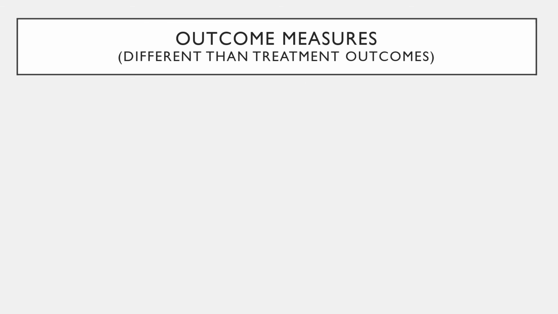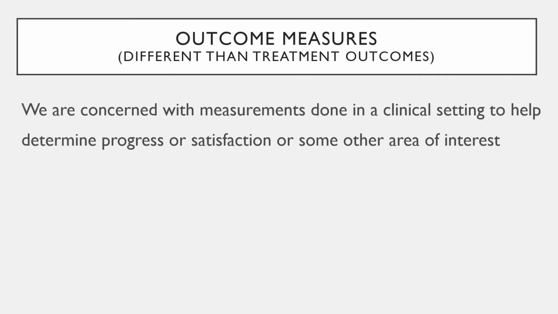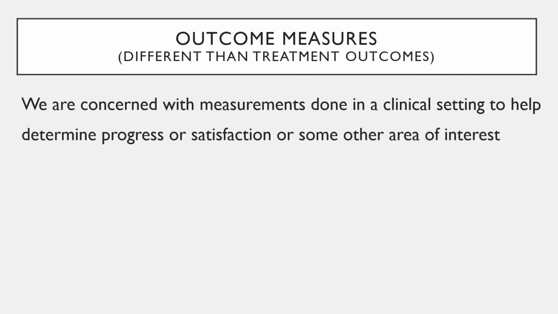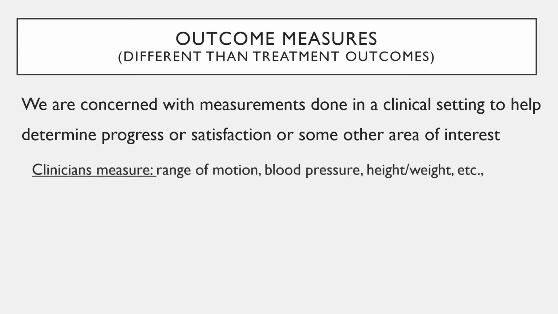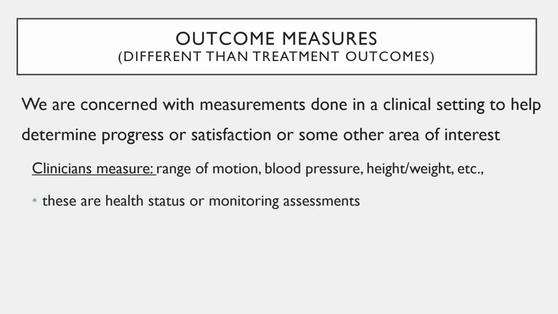All right, so outcome measures. This is a little bit different than treatment outcomes, right? So the outcome measures are things that we are concerned with, that are done in a clinical setting to help to determine progress or satisfaction or some other area of interest. So there are a couple of different ways of categorizing this.